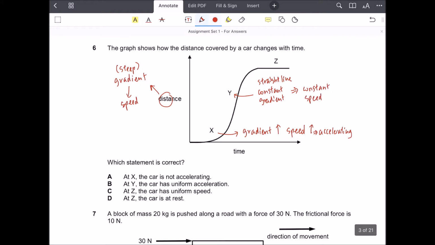Okay, and the last one, if you notice, the distance did not change, and it is a horizontal line. So there is zero gradient, and it is zero speed.